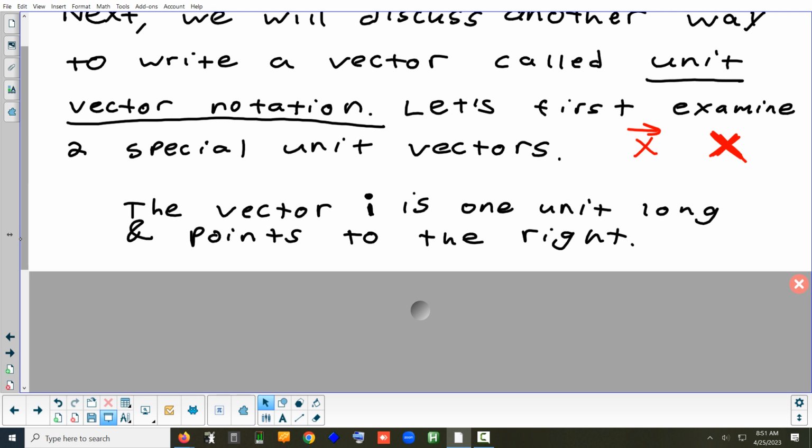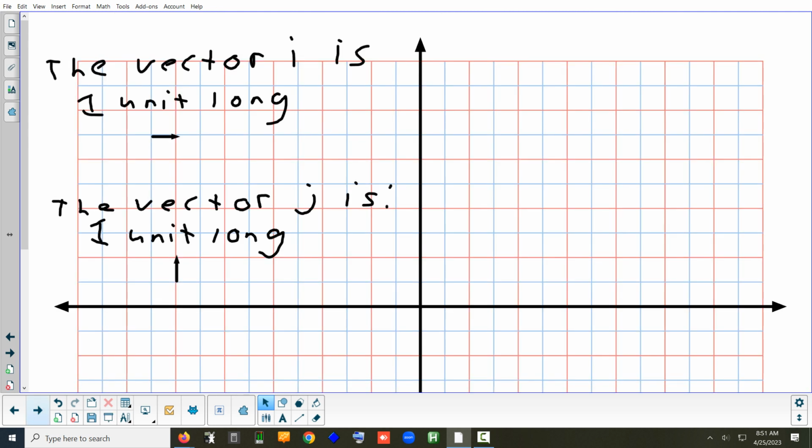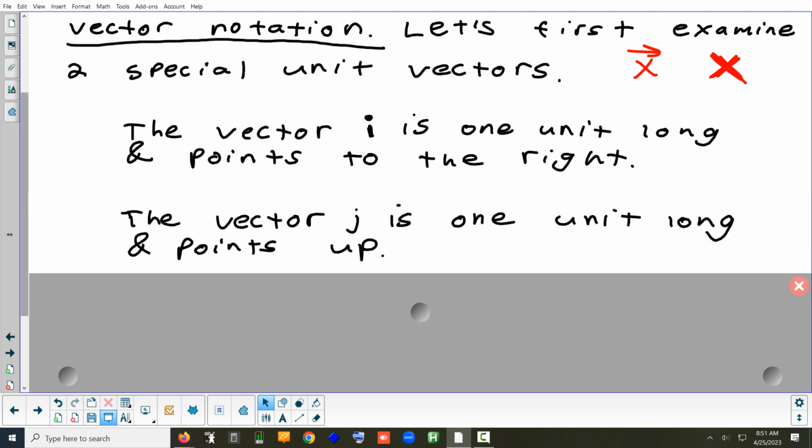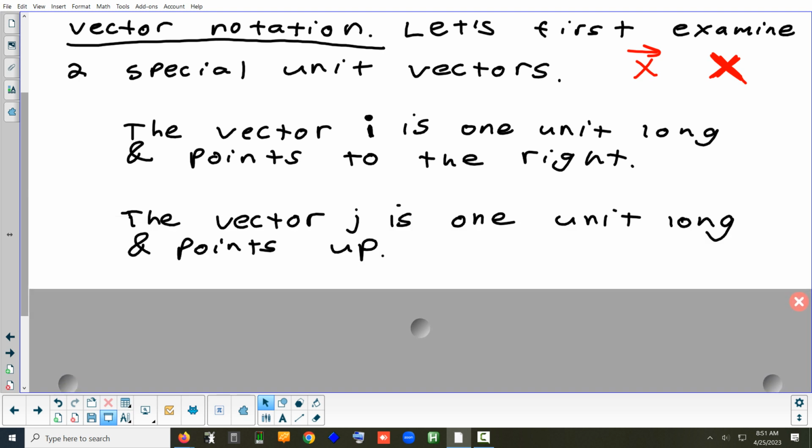It's a vector that kind of has a special name. Everybody knows the vector I points to the right, and it's 1 unit long. It's kind of like the letter pi in math. At this point, everybody knows pi means 3.14. It's a special symbol for that number. Well, this is a special symbol for this vector. That's a picture of the vector I. It's 1 unit long, and it points to the right. The other special vector that we're going to use a name for is J. And the vector J is 1 unit long, and it points up.